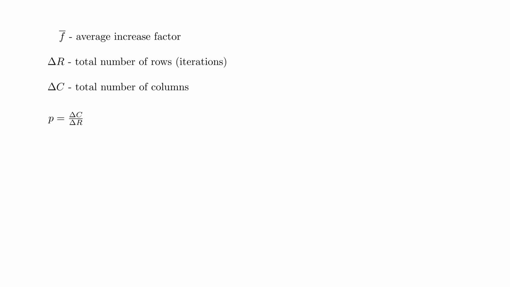So let's say that we have P, which is delta C over delta R. In this case, our average increase factor will be 2 to the power P. So we are just checking what is the ratio between the total number of columns and the total number of rows. And the average increase factor is 2^P. Just for example, if the number of columns is the same as the number of rows, which is the same as the total number of all iterations, if these two are equal, then P is 1, and we've got the average increase factor equal 2.